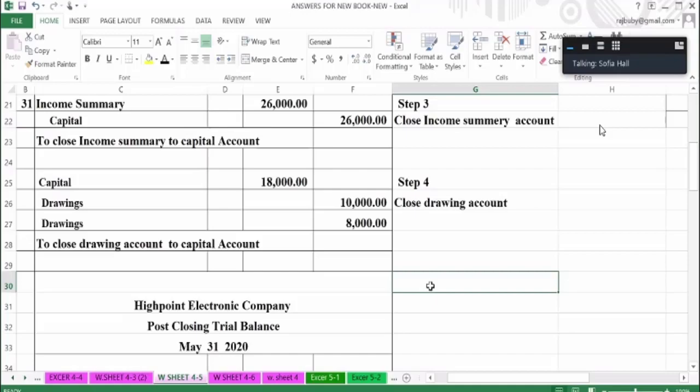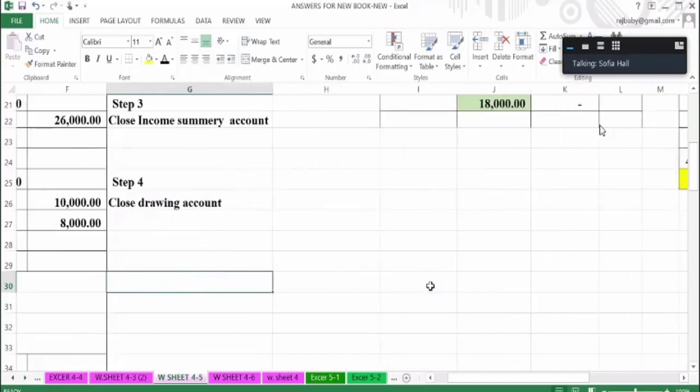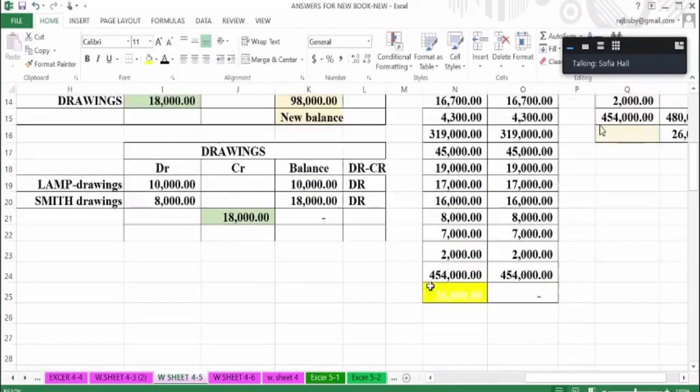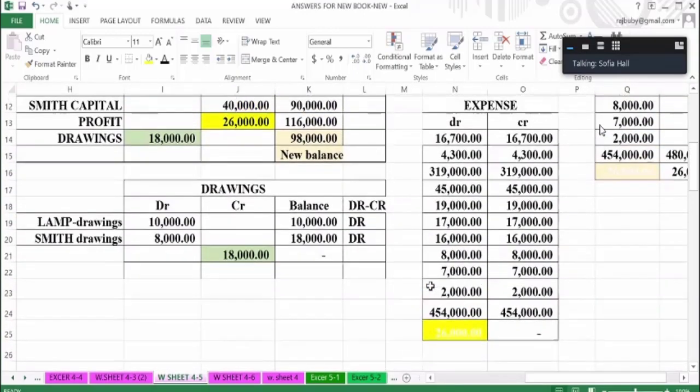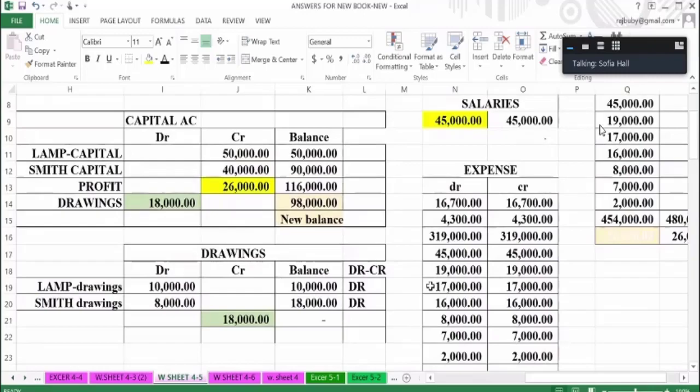Then you are going to calculate your capital. How much is your capital now? This is your capital from your book. This is your profit. The balance is 116,000. Then when you record your drawings, now your balance is 116 minus 18. This is the new balance. This is the balance you are going to take to next year.